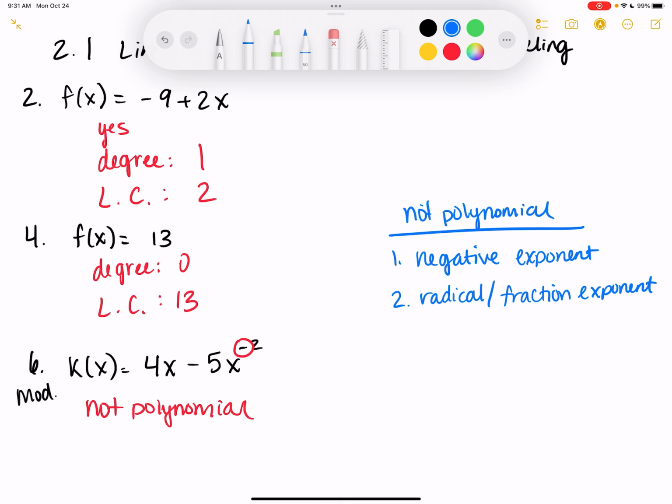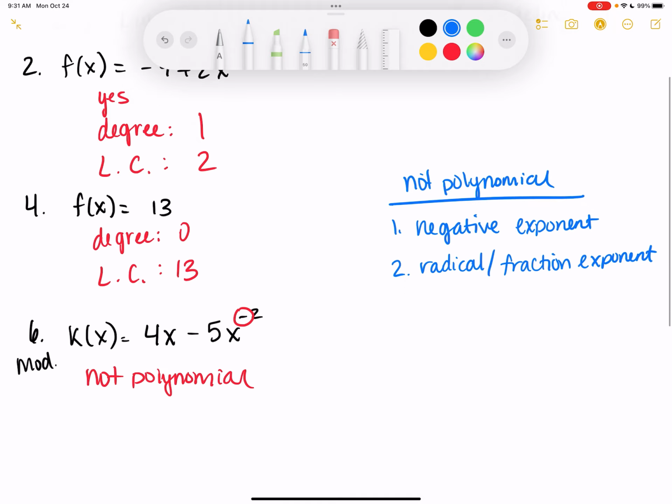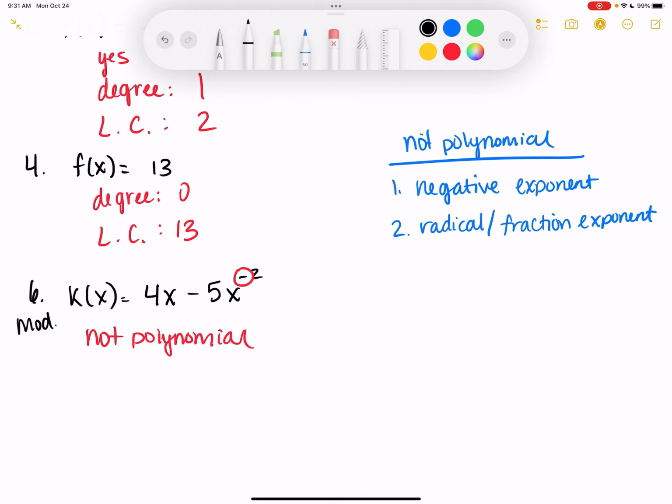All right, the next one's write an equation for the linear function f satisfying the given conditions. Number 8, f of negative 3 equals 5 and f of 6 equals negative 2.